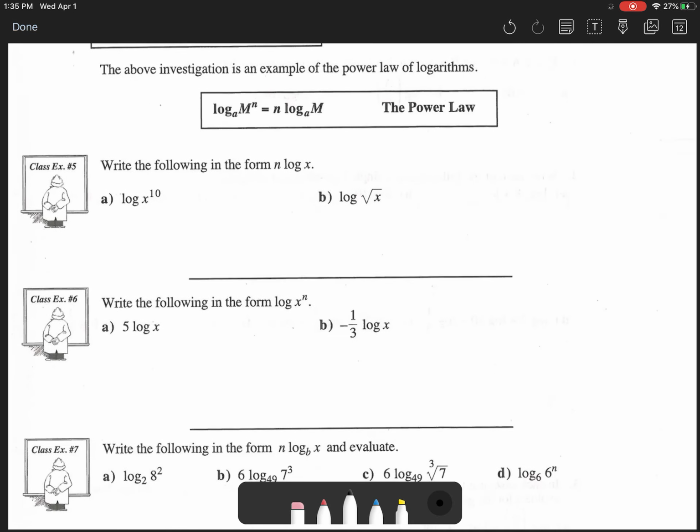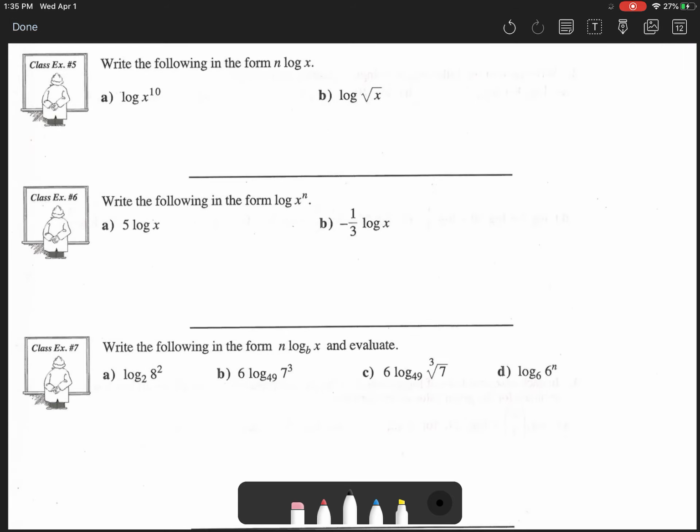So that takes us to the power law of logarithms on the next page, and you can see the same basic idea here. That n, which is an exponent attached to the argument, can also be written in front of the log expression. That's what they're going to have us practice here for a little bit, and then we'll try some questions, and then you're into your assignment. It says write the following in the form n log x, so they want that value in front of the log x. In the first question, that exponent of 10, I'm simply going to move down in front of the log expression. So it's just going to be 10 log x, and you're done.